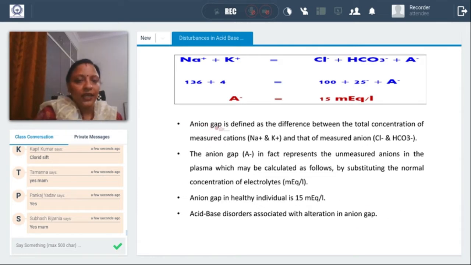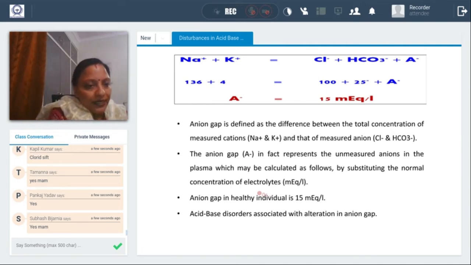What is the importance of this anion gap? It is important in the disturbances in acid-base balance and its diagnosis. So the difference between the total concentration of cations and that of measured anions is called the anion gap. So is it clear to all of you?